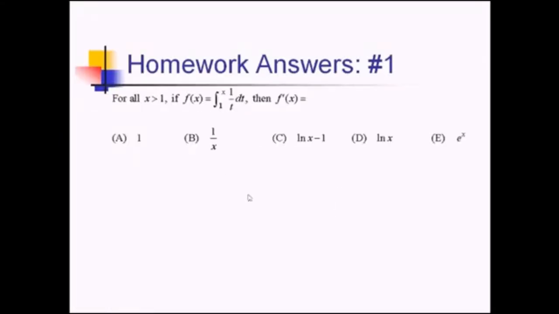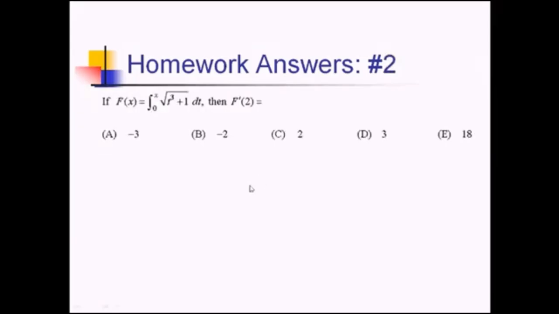For number 1, we're given x greater than 1 and we're told that f of x is the integral from 1 to x of 1 over t. We just want to find f prime. So using our fundamental theorem, since we're taking the derivative of an integral with x as the upper limit, we can essentially just take the integrand and replace the t with an x. So this is just going to be 1 over x then, which is going to be choice B.